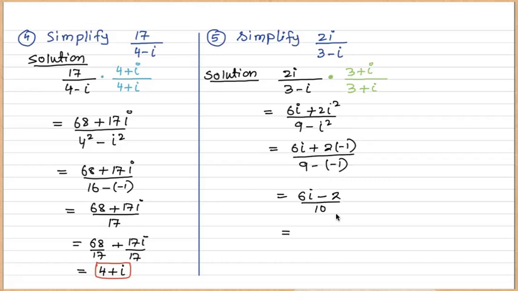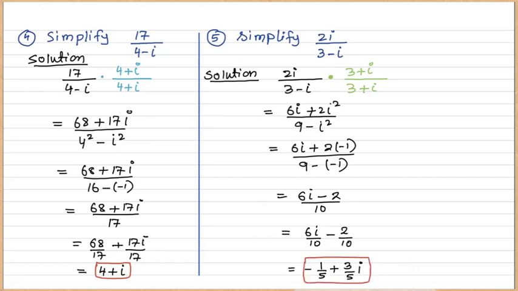So now we separate the denominator to write in the standard form. So it will be 6i divided by 10 minus 2 over 10. So first we write the real part. So that is a negative. You can see we have a minus. 2 over 10 is a 1/5. Then the imaginary part is 6 over 10, which is same as 3/5 i. So what we get is negative 1/5 plus 3/5 i. And that is your answer for this one, number 5.